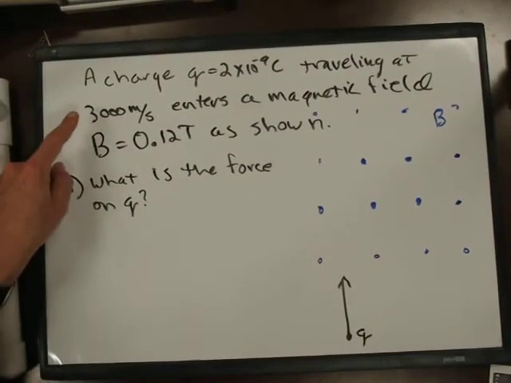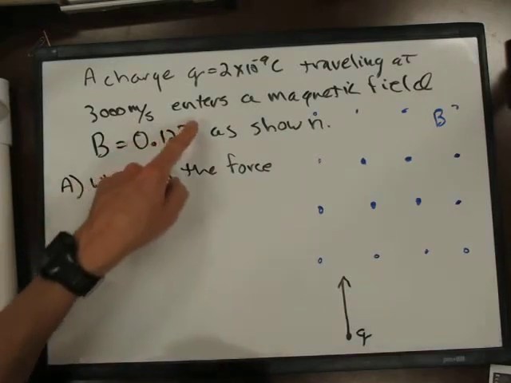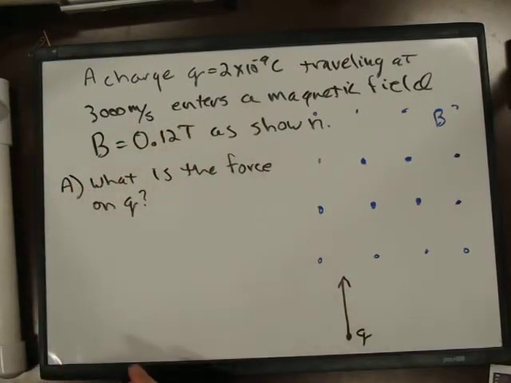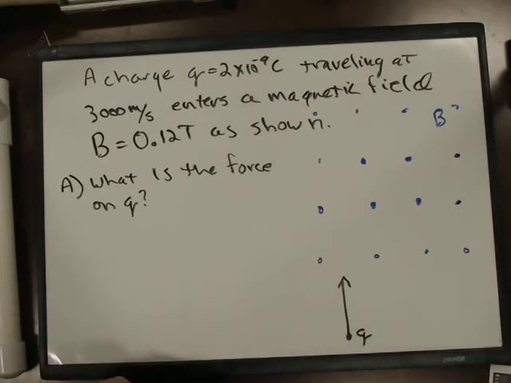All right. So in this problem, a charge Q equals 2 times 10 to the minus 9th coulomb traveling at 3,000 meters per second enters a magnetic field B equals 0.12 Tesla as shown. And so the first question is, what is the force on Q? And so we want to get both the magnitude and the direction. And so we can do the direction first.